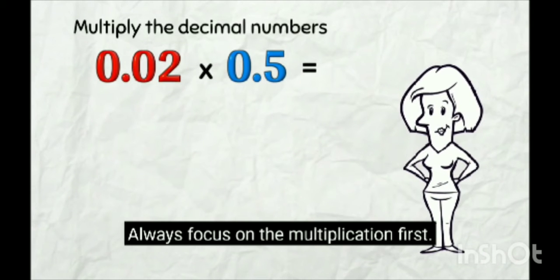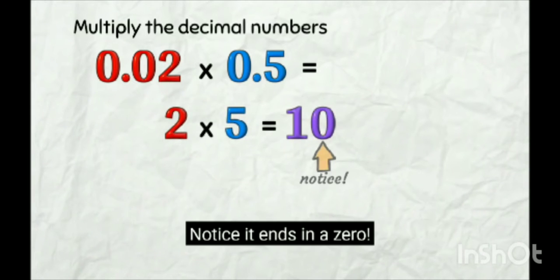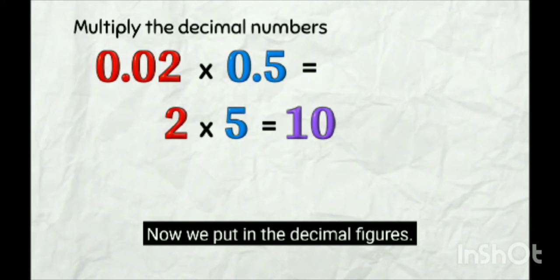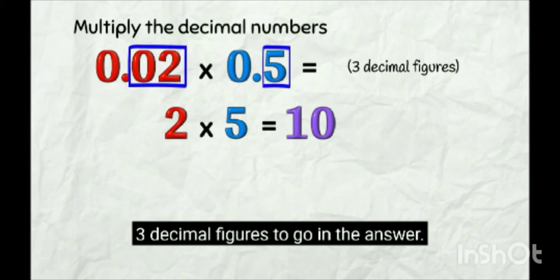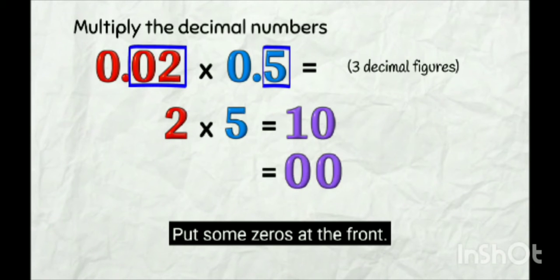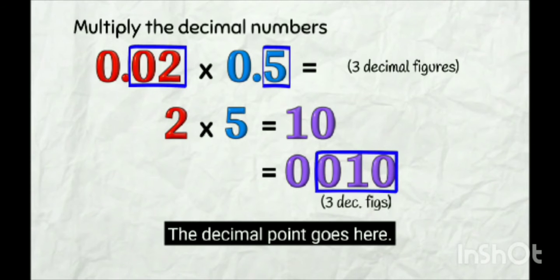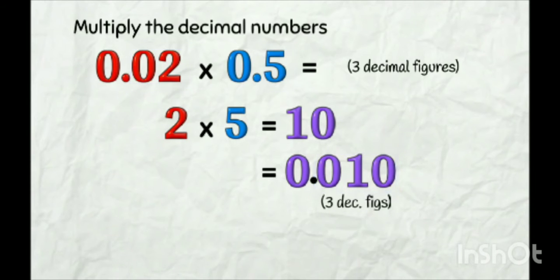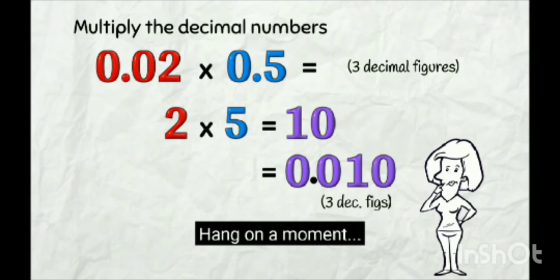Always focus on the multiplication first. 2 times 5 is 10. Notice it ends in a 0. Okay. Now we put in the decimal figures. 2 figures here and 1 here. 3 decimal figures to go in the answer. Put some zeros at the front. Now count. 1, 2, 3 figures. The decimal point goes here. 0.010. Hang on a moment.